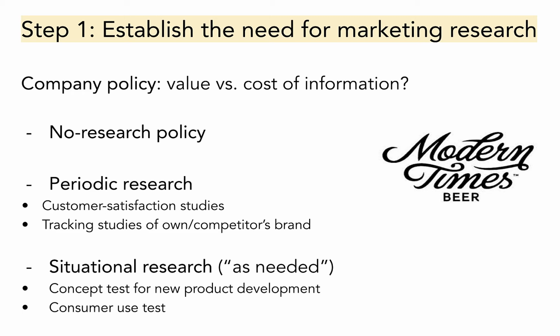Most companies do at least some form of periodic research. So that means they do research from time to time, such as customer satisfaction studies, or they track their own and competitors' brands' performance over time, which are called tracking studies. Other companies focus more on situational research. So this is research on an as-needed basis. So that means they would do a consumer use test right as they are about to launch a new product or a new concept test for new product development.